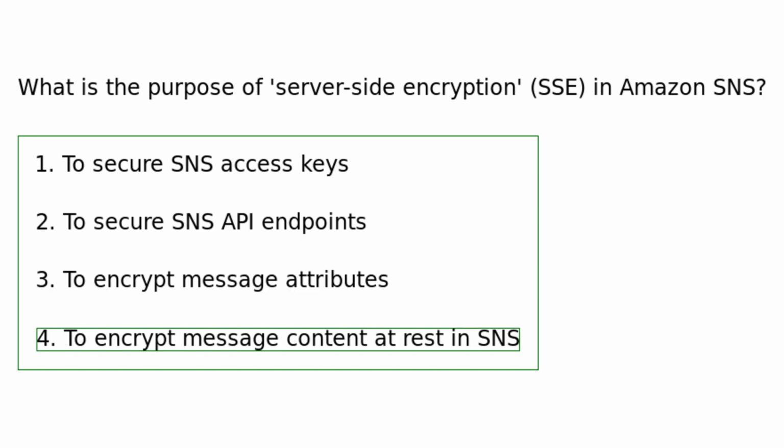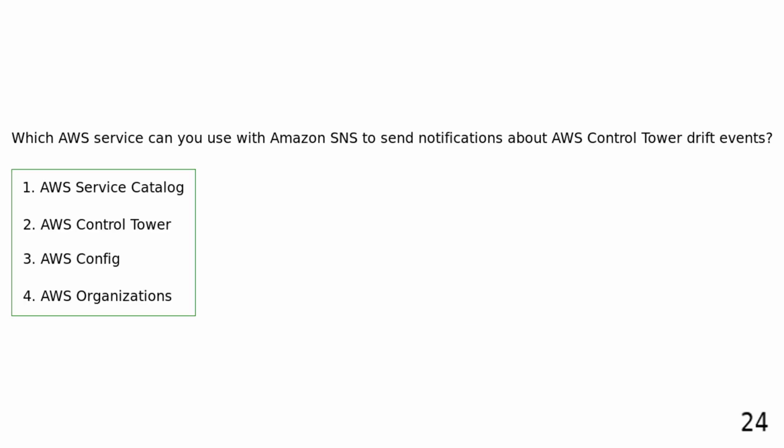Which AWS service can you use with Amazon SNS to send notifications about AWS Control Tower drift events? AWS Service Catalog, AWS Control Tower, AWS Config, AWS Organizations. AWS Control Tower can be configured to send notifications through Amazon SNS when it detects drift events, where resources deviate from the established guardrails.